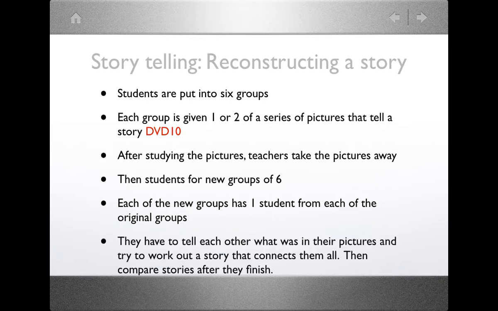And what is the purpose? They have to tell each other what was in their pictures and try to work out a story that connects them all, okay? Then compare stories after they finish. So to summarize all this, you have groups, okay? And then you give them pictures, and then they have to reconstruct. That's why it is called reconstructing a story, okay?